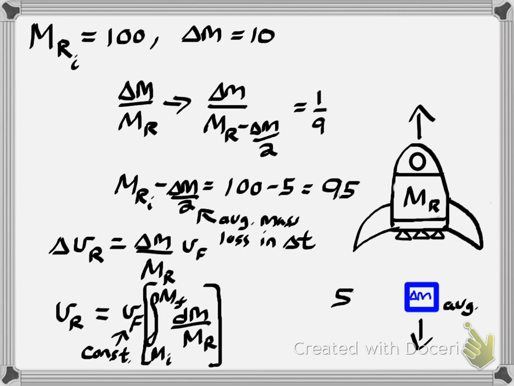So to get a better approximation, we should divide that delta M by 2 as that mass is getting ejected. On average, the mass of the rocket during the period of the fuel being ejected is 95, or half of that mass is being ejected and half is still waiting to be ejected. So 95 would be the inertia of the rocket during this ejection of the fuel. So our ratio becomes 1 over 9.5.